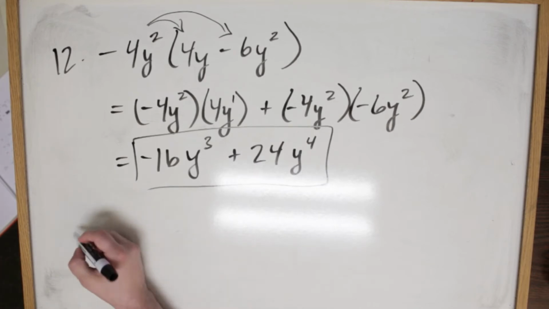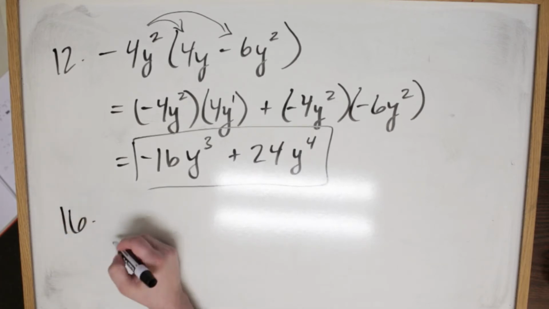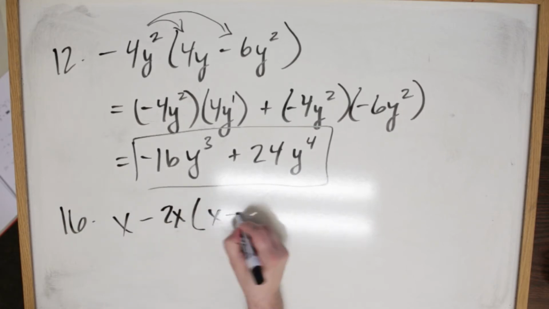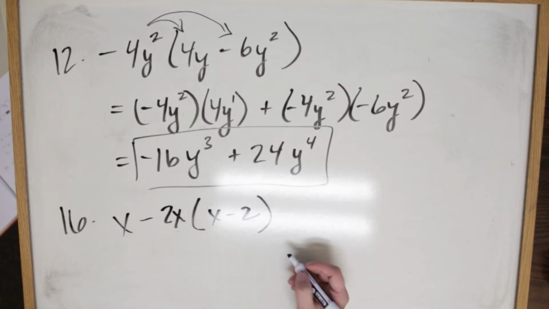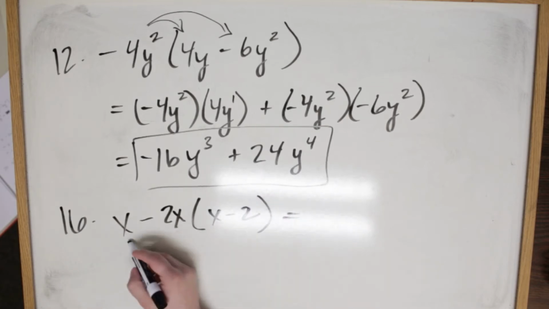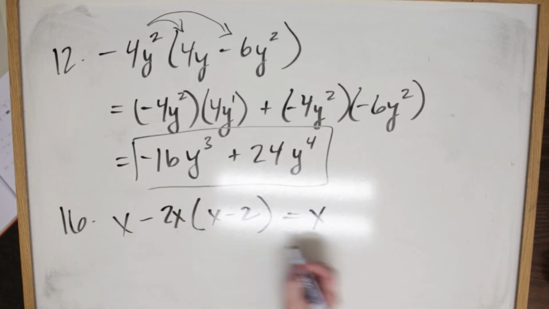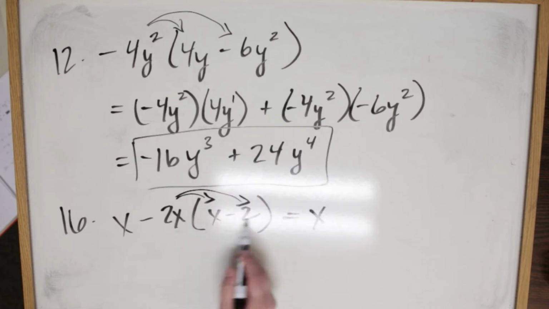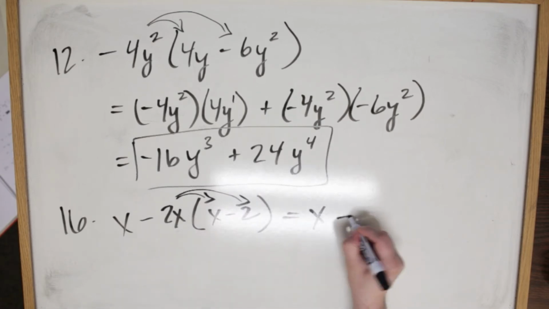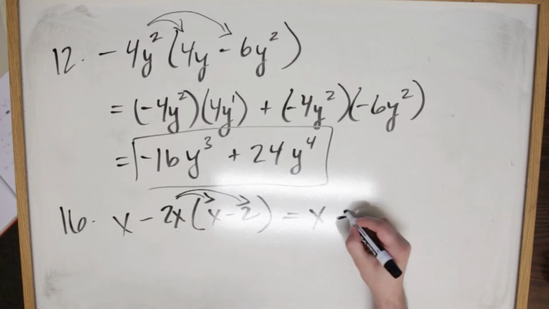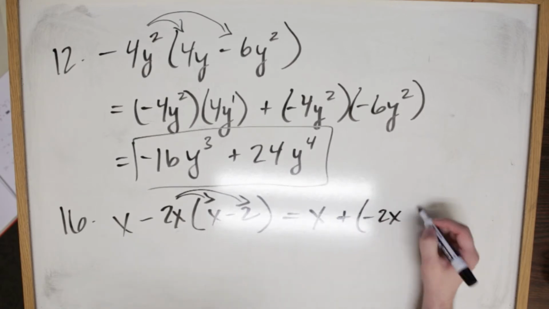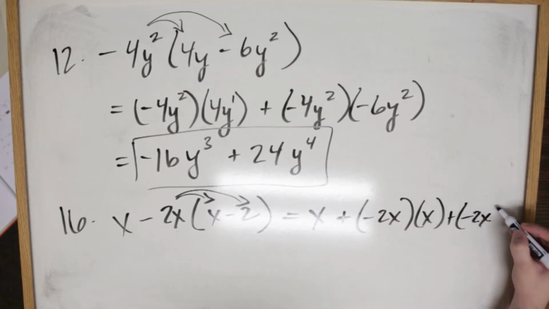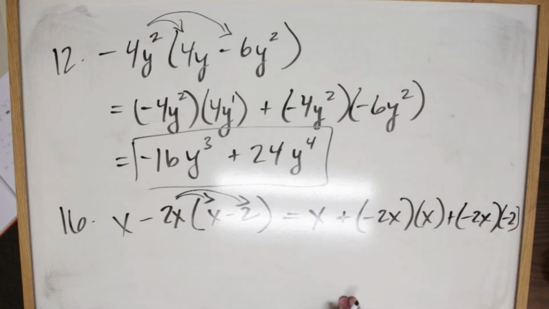All right, let's look at question 16. I think I got enough room here. x minus 2x times x minus 2. So let's bring the x along, and now I'm going to do the exact same thing. I distribute this minus 2x times each individual piece. Actually let's just do this, minus 2x times x plus a minus 2x times a minus 2. Sorry, I'm running out of space there.